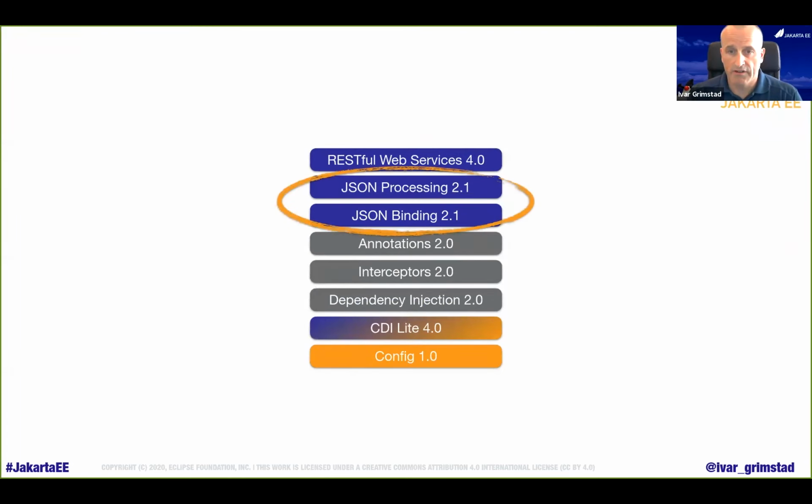The next we're going to look at is JSON processing and JSON binding. These specifications are, as you can see, only minor updates. And what they will do in their .1 releases is add features that are requested or wanted by the community. It won't be any major things. It would be backwards compatible with version 2.0, but there will be kind of small things that make life easier for the developers.